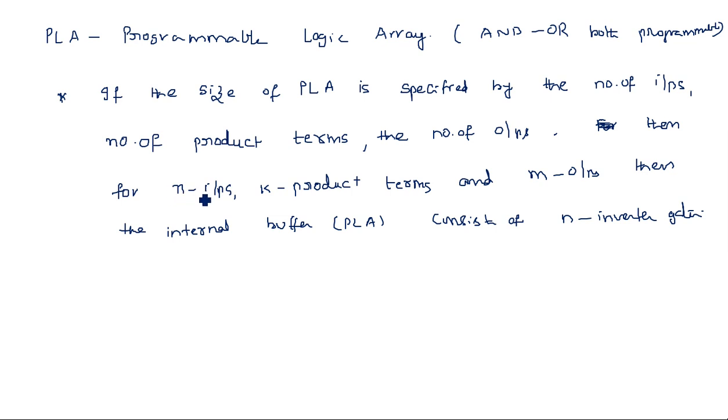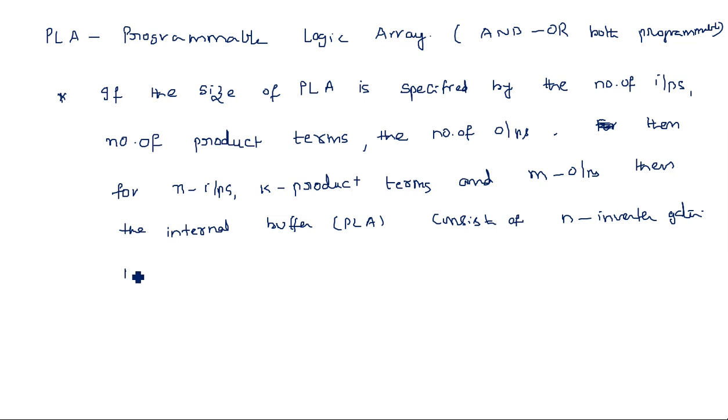Let us consider three inputs A, B, C. They have to generate A bar, B bar, C bar also. So to get n true inputs and n complemented inputs, that's why n inverter gates are also needed.